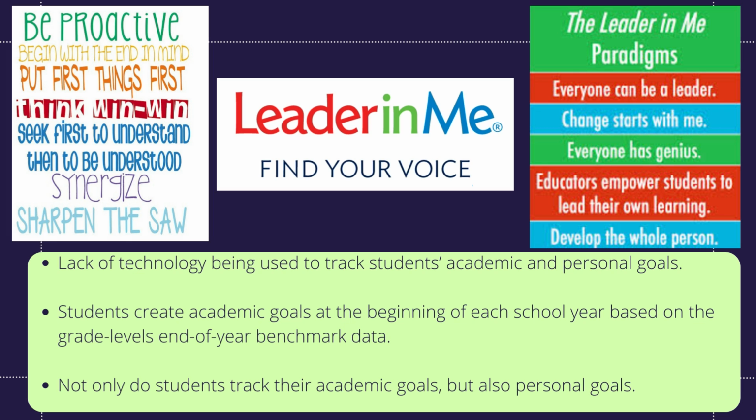The problem that prompted this project was the lack of technology being used to track students' academic and personal goals. Students create academic goals at the beginning of each school year based on the grade level's end of year benchmark data. Once students have created their goal, they then create a plan on how to achieve it. Students in grades kindergarten through fifth grade complete this process 3 times a year in August, December, and in May. Each time, they evaluate their current progress and adjust their goal as needed.